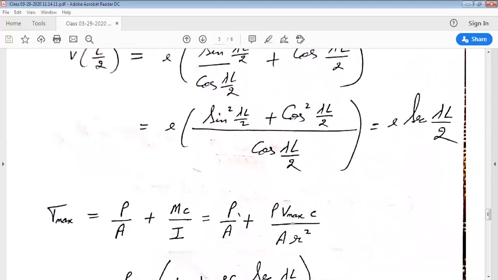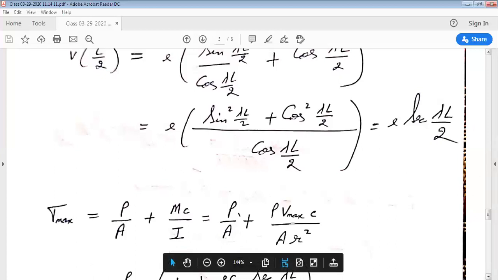Now let us try to find out the stress which this column would experience. We can see that this column would experience axial stress, normal stress, plus the bending stress. The maximum value of this stress would occur at x equal to L by 2, where the bending moment is maximum. So maximum stress would be equal to P divided by A plus MC by I, right? Where C is the distance of the outermost part of the cross section of the beam from the neutral axis, and I is the second moment of area.